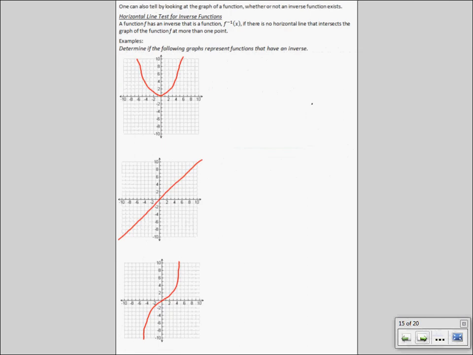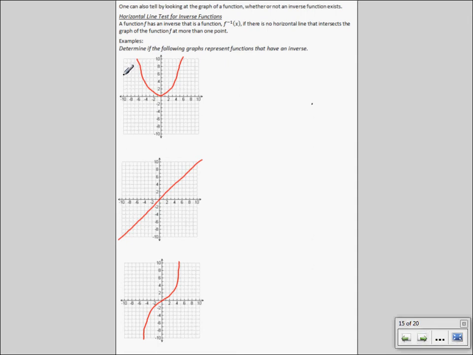Okay, moving on. One can also tell by looking at the graphs of a function whether or not an inverse function exists. The horizontal line test for inverse functions. A function f has an inverse if there is no horizontal line that can intersect the graph of f at more than one point. For these examples we have three graphs, and we are going to determine if the graphs represent functions that have an inverse. To do that, all you have to do is draw a horizontal line through the graph, and if it hits more than one point, then it does not have an inverse function.